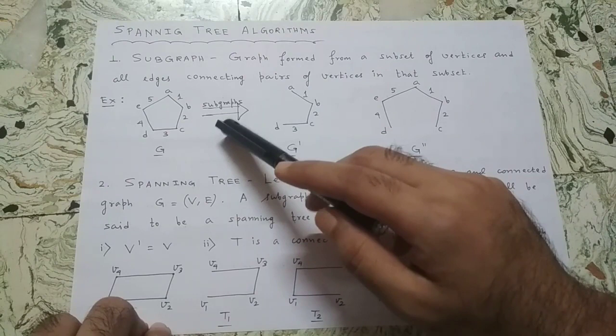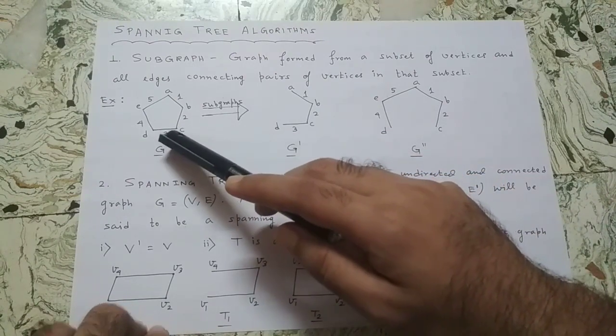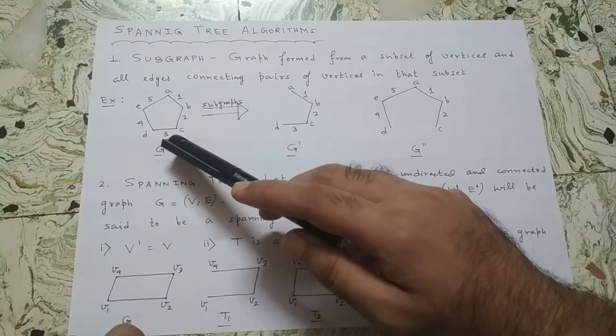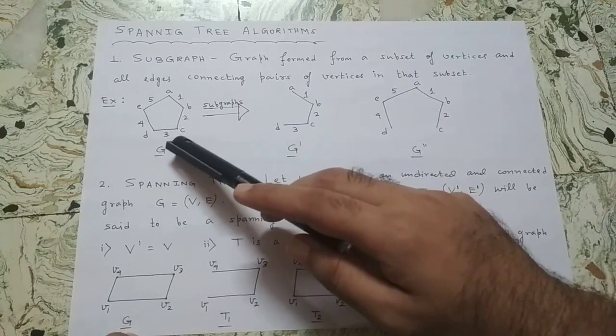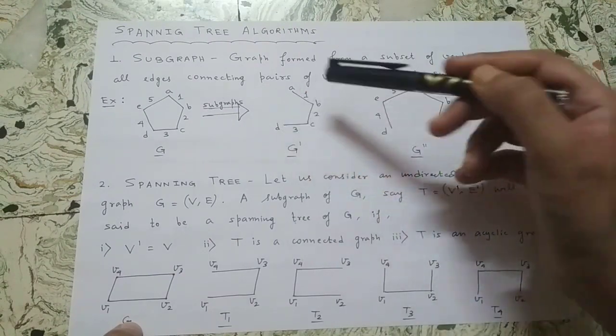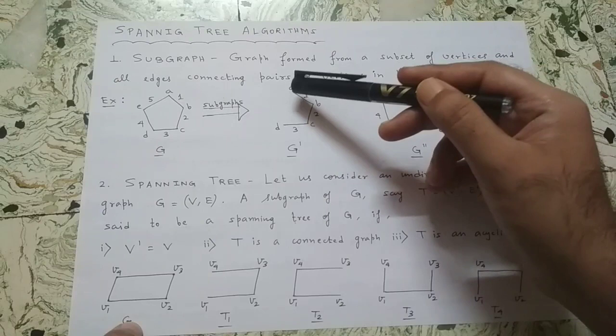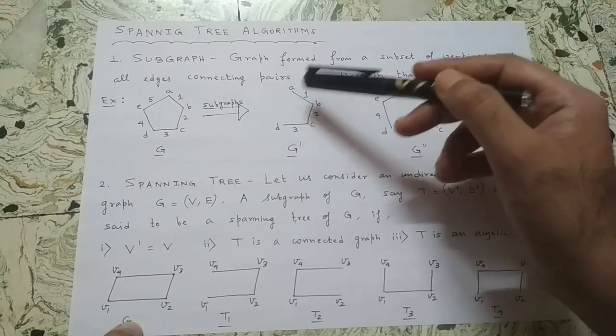Now what will a subgraph look like? A subgraph will contain a few of the vertices of the original graph. So here you have 5 vertices, and from the 5 vertices, let's say you decide to take the vertices A, B, C and D. You decide to take 4 vertices. Now if you include these 4 vertices, you need to include the edges that are connecting them.